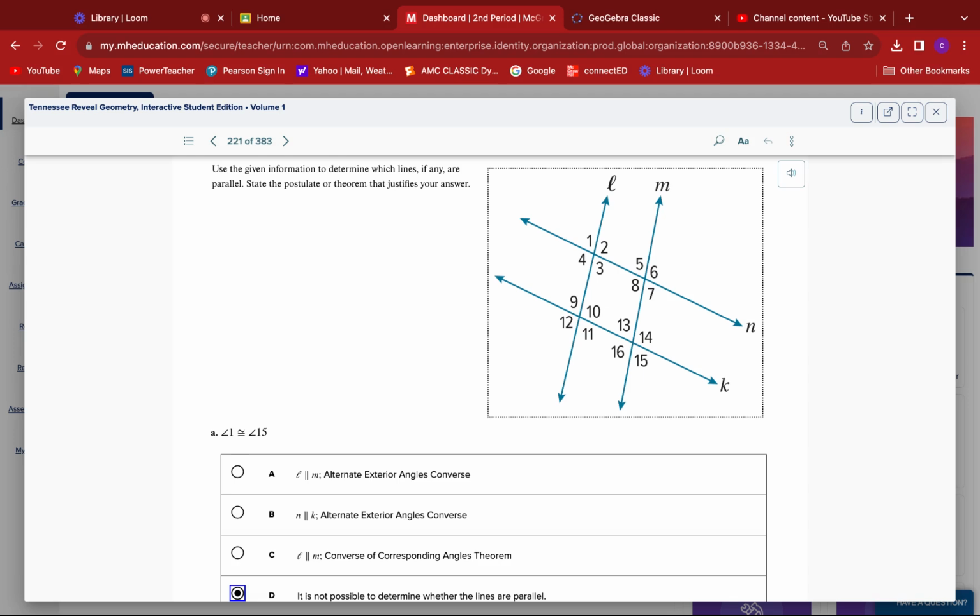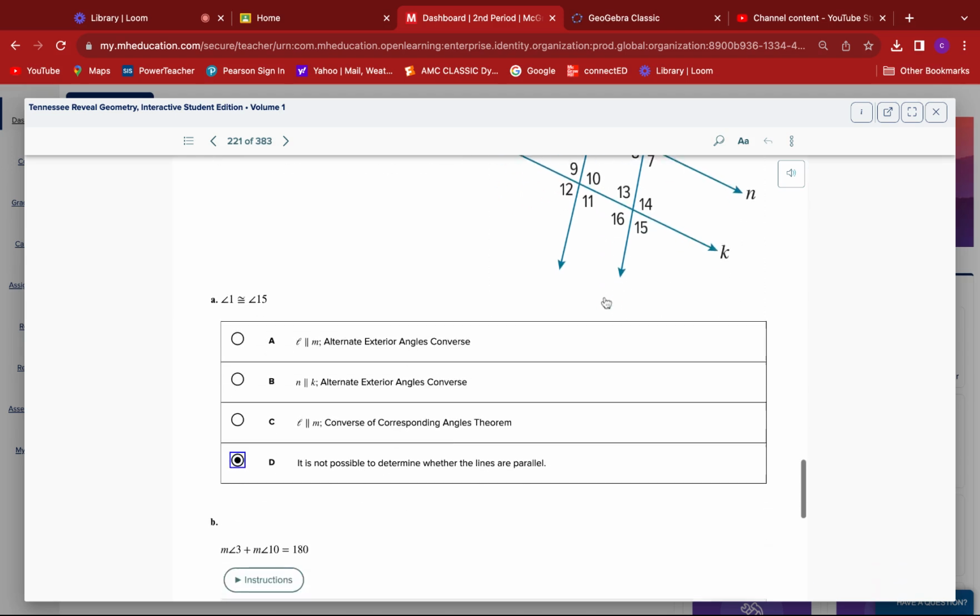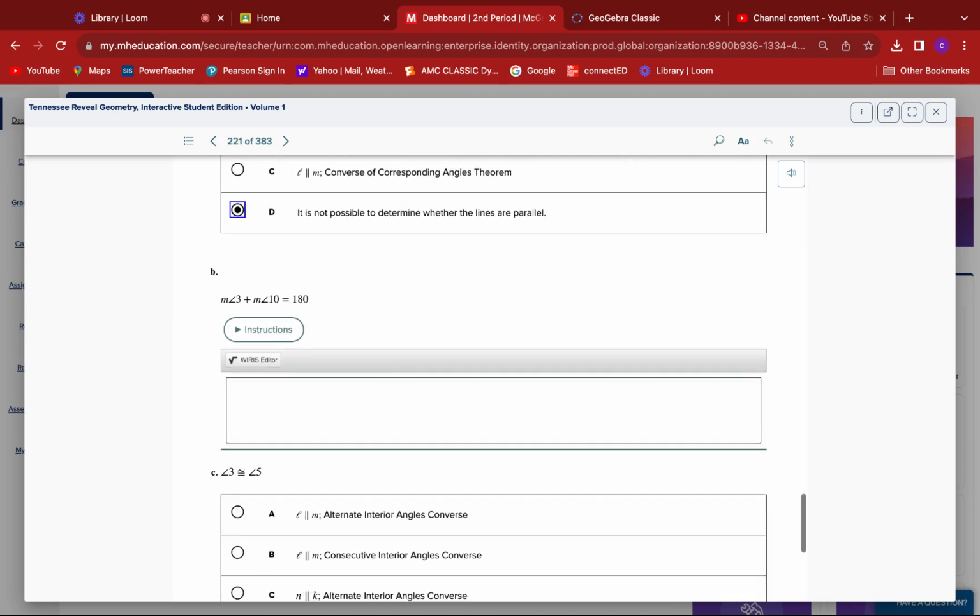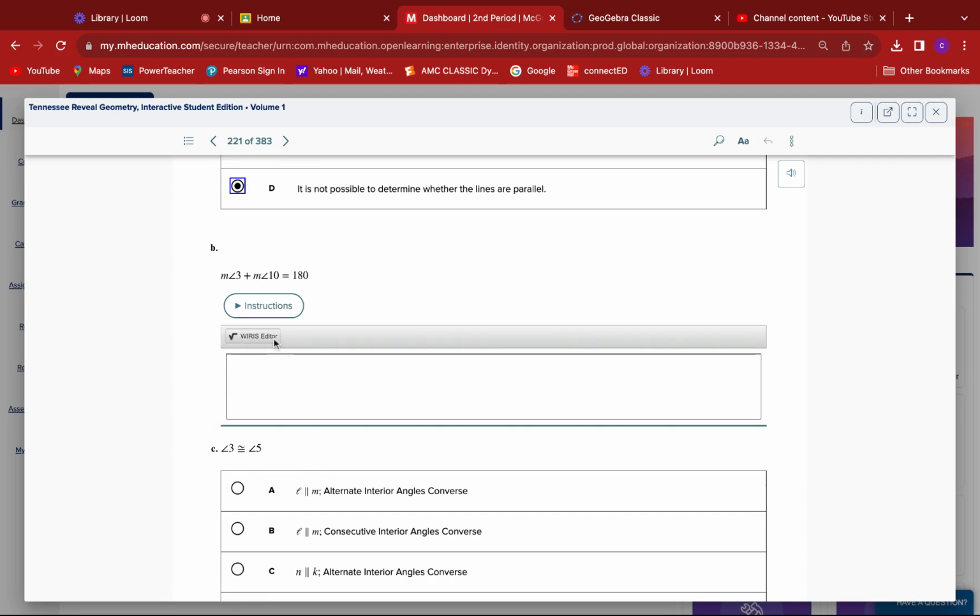Corresponding is our other choice. But remember, corresponding angles are the black sheep of the family. You have to have an innie and an outie. And for our problem, 10 and 3, they are both between N and K lines. So these are consecutive interior angles. Now, I'm not sure what it wants here.